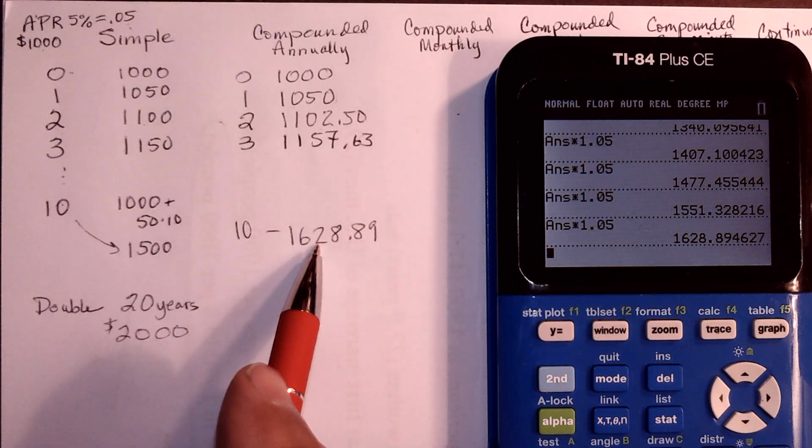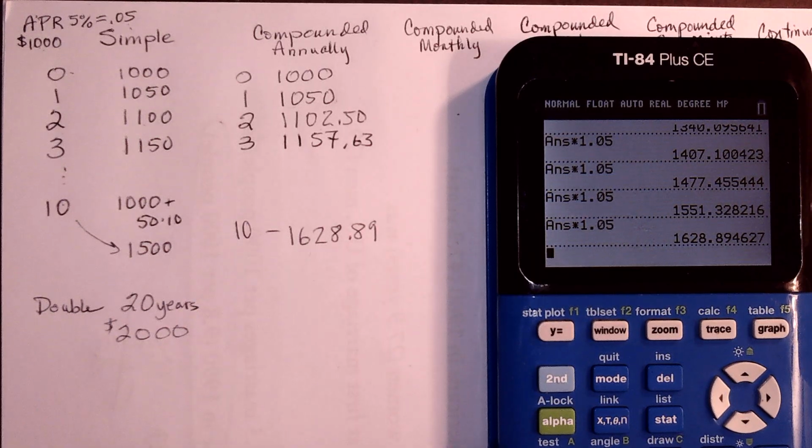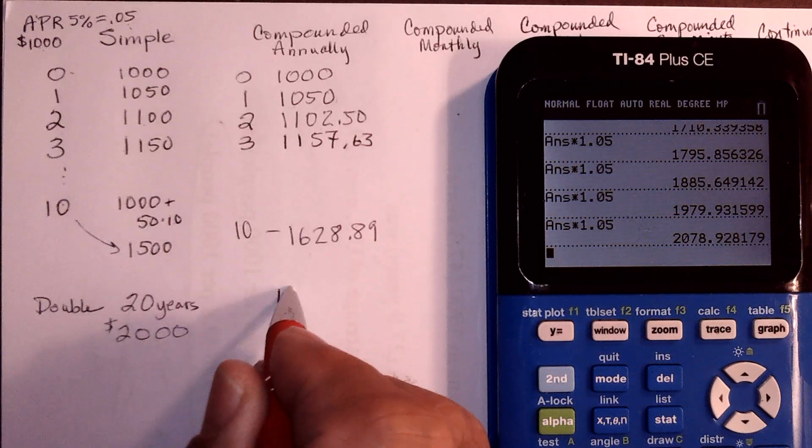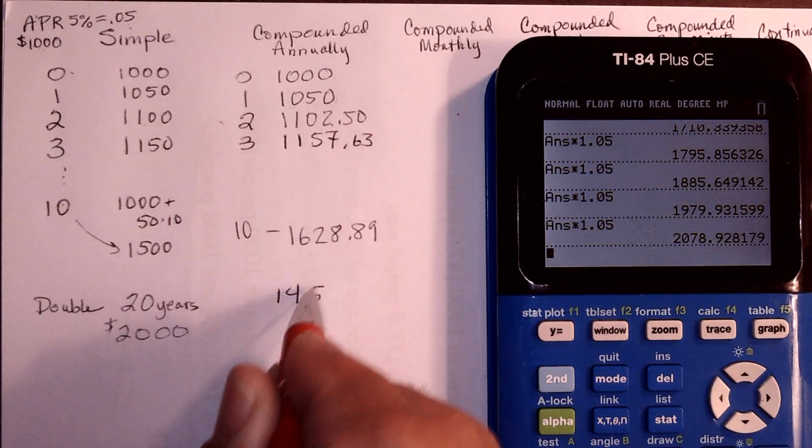So how long does it take to double now? That's 10, 11, 12, 13, 14, it's almost double. 15, it's over double. So somewhere between 14 and 15, probably around 14.5 years.